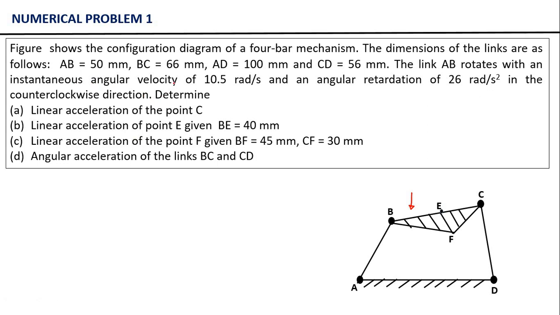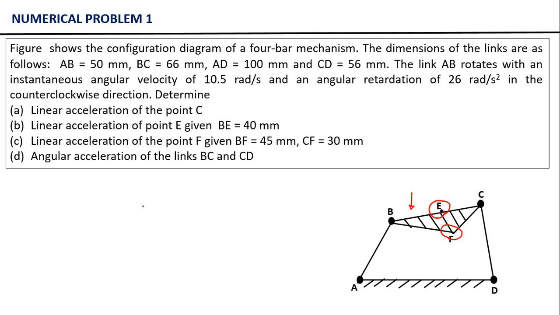Now let us see what we need to find out. First, we need to determine the linear acceleration of the point C. Then next, we need to determine the linear acceleration of point E, that means this point, given BE is equal to 40 mm. Next, we need to determine the linear acceleration of the point F, given BF is equal to 45 mm and CF equal to 30 mm. Finally, we need to calculate the angular acceleration of the links BC and CD.